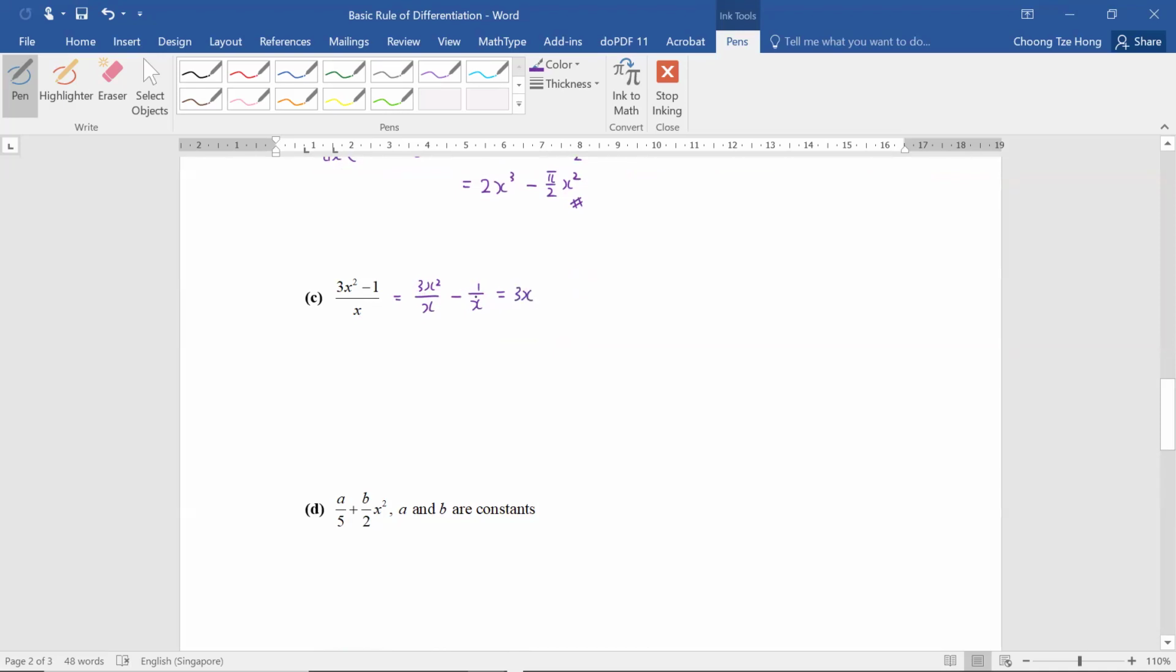Then this one, negative 1 over x, we will prep it for differentiation. We'll bring it up and the power becomes negative 1. So we're going to differentiate 3x minus x to the power of negative 1. Okay, so let's do it.